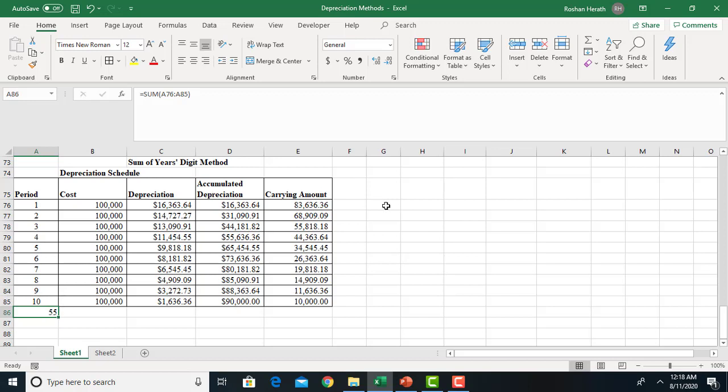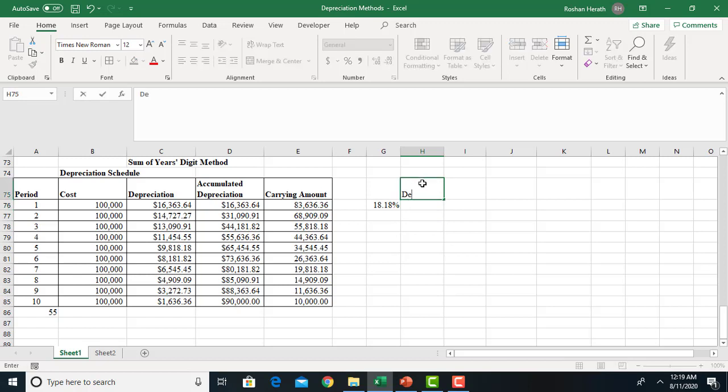So if you get it over here, it is simply the 10 divided by, so the format, let me change it here, get into the number format. Its last year digit is 10, that is divided by 55 is what is going to be the depreciation percentage. So here if you get the depreciation percentage, it's like 18.18.